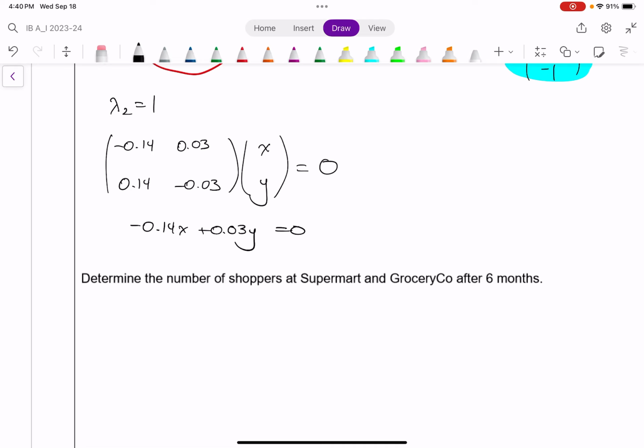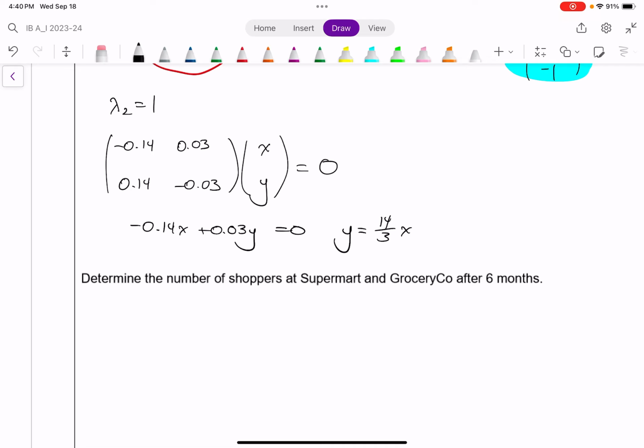If I solve for y, I pretty quickly get to y equals, as a fraction, 14/3 for x. The reason I want to stick with a fraction is then I can see I need to create an eigenvector from this. If I make x 3, y is going to be 14/3 of that, so y is going to be 14 exactly.